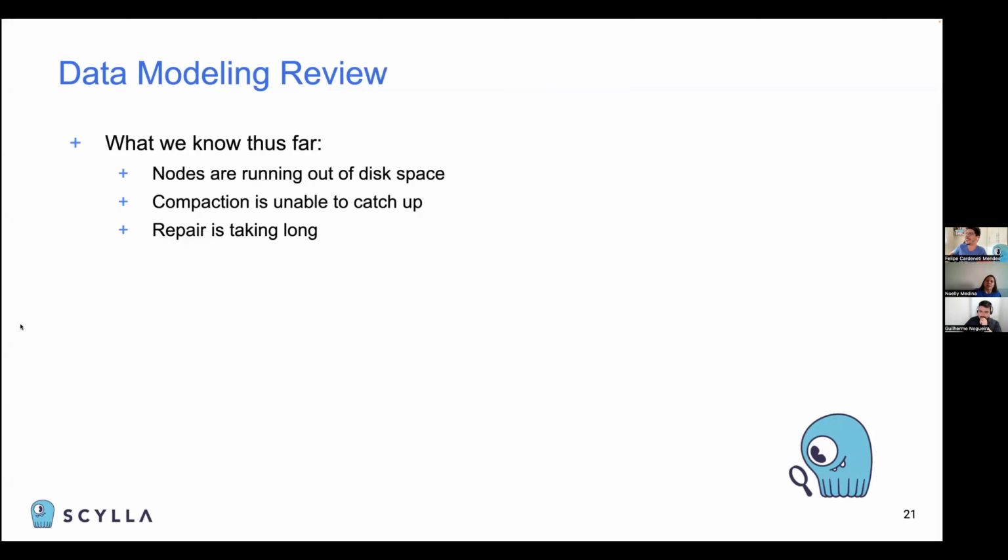Right. So the compactions not being able to handle the rate of incoming files. This is something that can be related to the data modeling. So then we reviewed the schema placed in this cluster, the keyspace, the tables, indeed the compaction strategy.